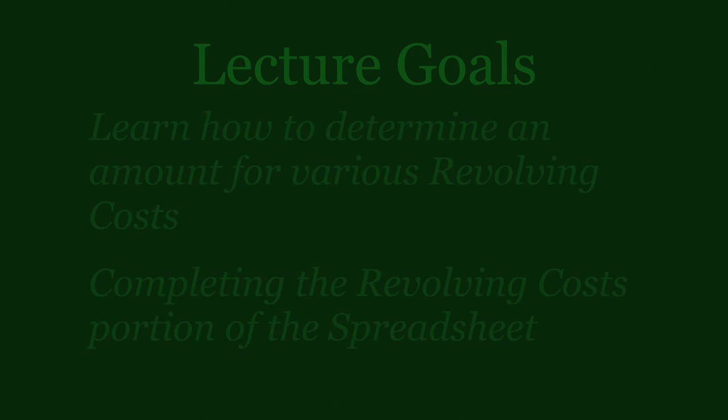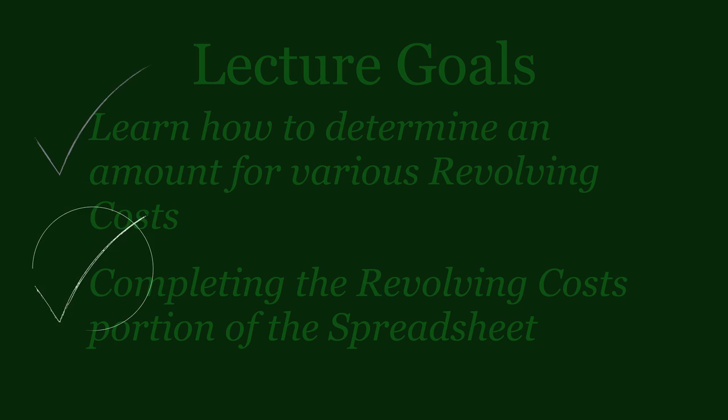So let's take a look at our lecture goals again and make sure we actually completed what we set out to do. We had learn how to determine an amount for various revolving costs. We definitely did that. And completing the revolving cost portion of the spreadsheet. We did that as well. So congratulations, we finished our lecture.